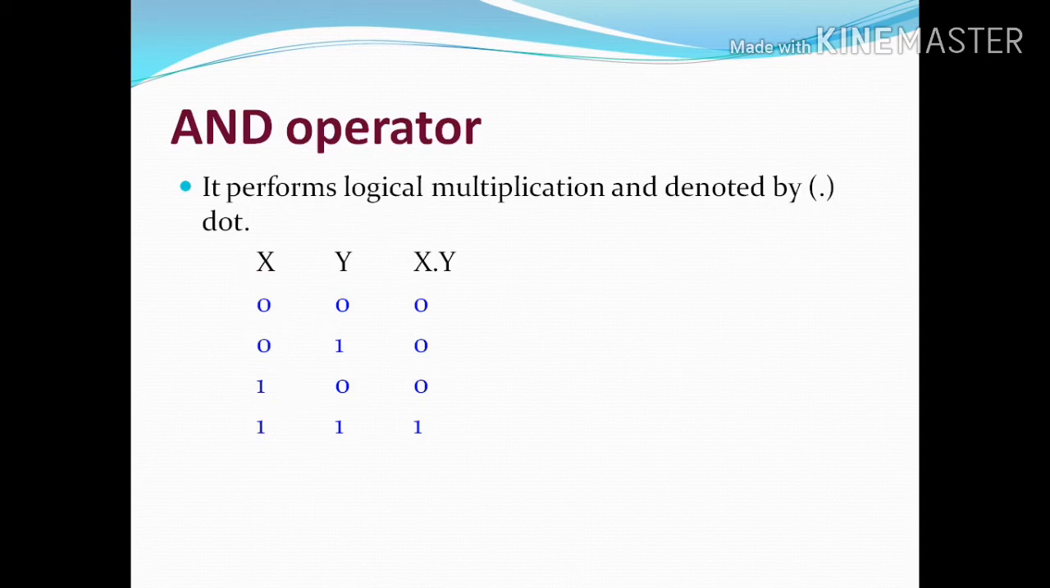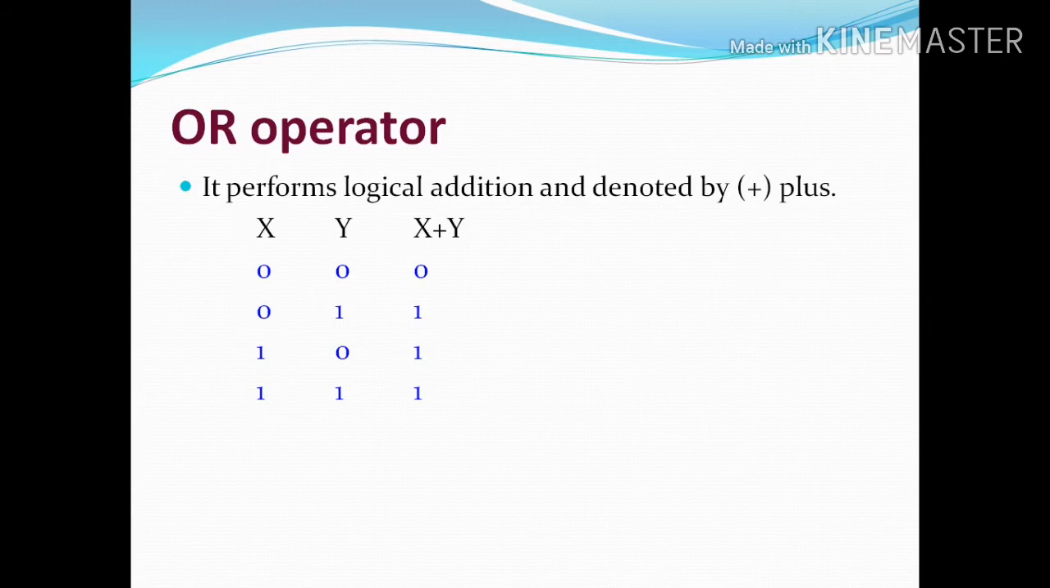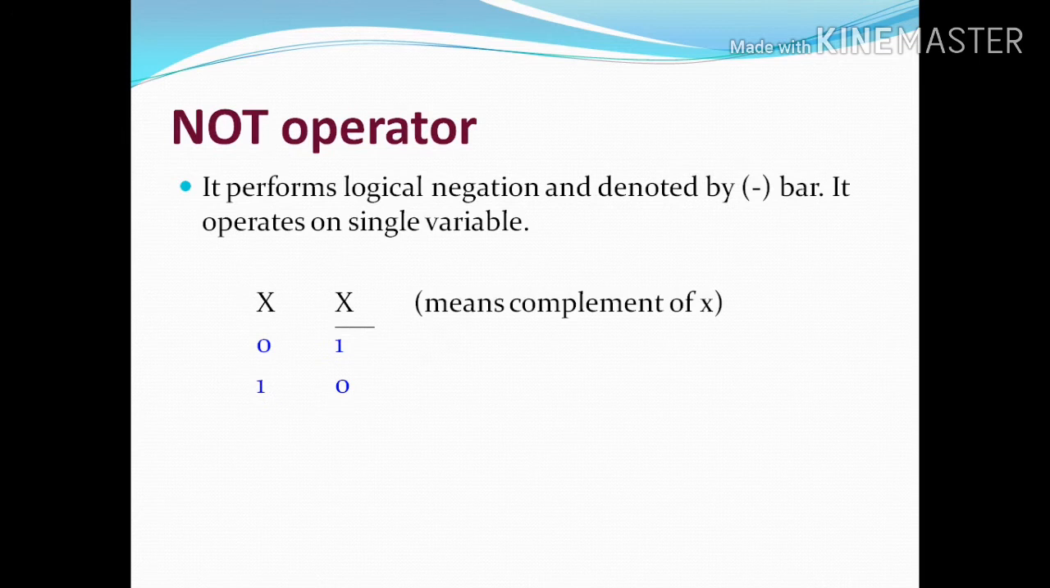The AND operator is shown in dot form, that is x dot y. If the inputs x and y are 0, 0, then it gives 0. 0, 1 also gives 0, and 1, 0 also gives 0. In the case of the OR operator, it is represented by plus: 0, 0 gives 0, else all give 1. The NOT operator performs logic negation, denoted by a bar: 0 becomes 1, and 1 becomes 0. This means the complement of x, and it operates on a single variable.